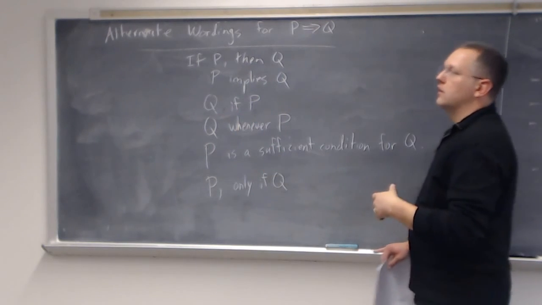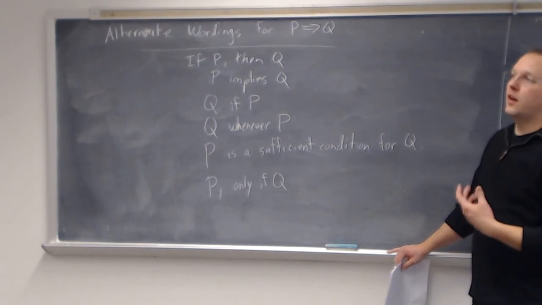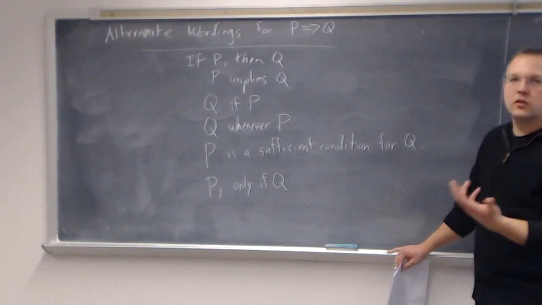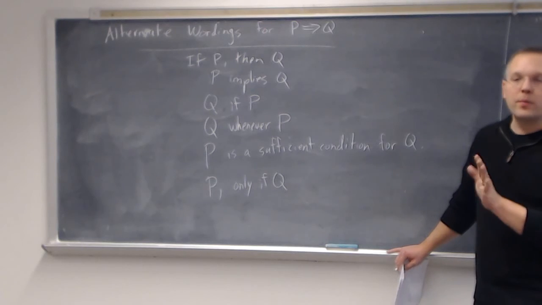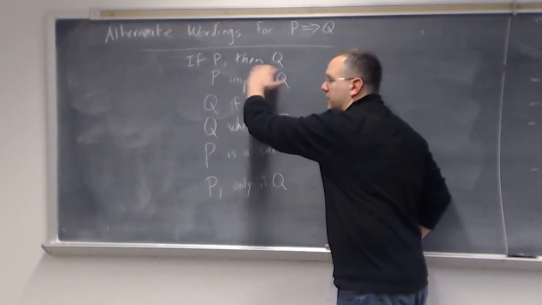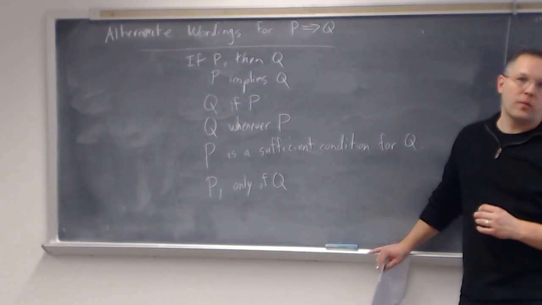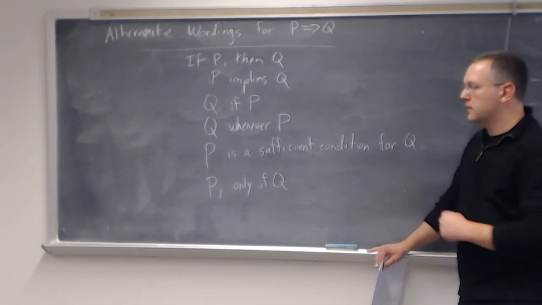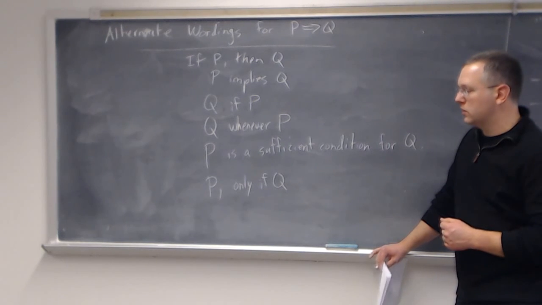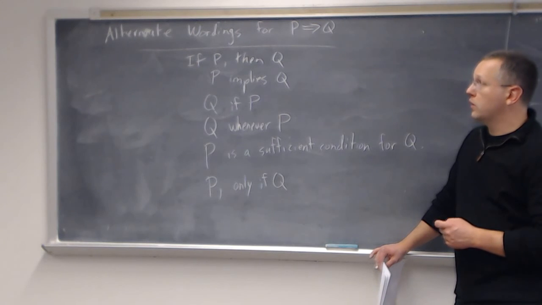I mean, if X is even, then X squared is even. Those are the kind of sentences that you want. It won't be confusing when we actually are proving statements. They'll be written in the if-then format. I'm just presenting this. This is one of the options that the book also mentions for alternate wording.